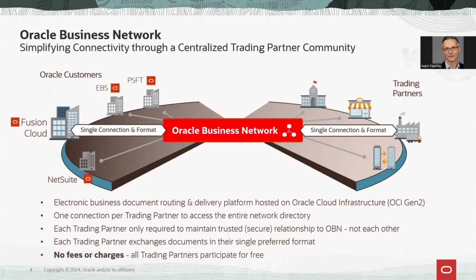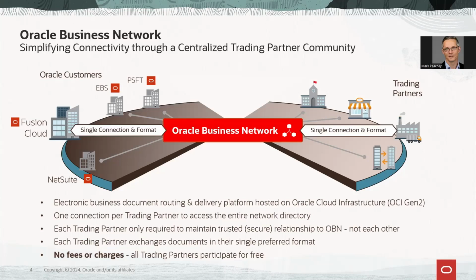Using the Oracle Business Network means that you're only establishing a single, secure, and trusted connection from your Oracle ERP system to OBN, and then the trading partners that you work with each establish their own single, secure, trusted connection from their back-end system into OBN. So once you have done that, you are able to exchange documents with any of the other trading partners on the platform without having to go through that process of setting up new connections.